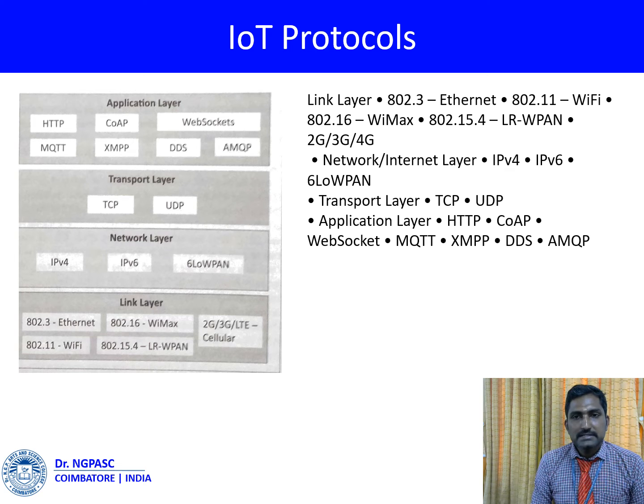Link layer, it has protocols, that is 802.3, 802.11 Wi-Fi, 802.16 WiMAX, and 802.15.4 LoWPAN. The network layer or internet layer has three protocols, that is IPv4, IPv6, and 6LoWPAN, low-power wireless personal area network. Then the transport layer consists of two protocols. The first one is UDP, the second one is Transmission Control Protocol. Then the application layer consists of protocols, that is HTTP, then CoAP, etc.